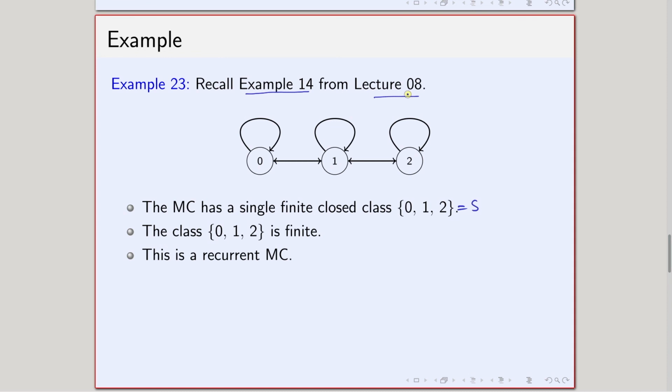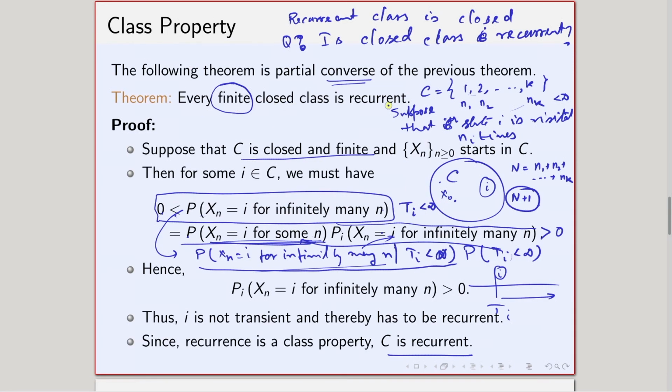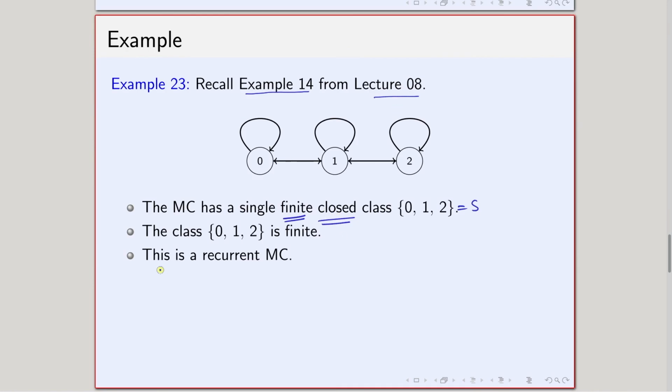Now notice that this is a closed class, of course, because this is S, there is no point of going outside S, all the states are inside S. Moreover, this is a finite class because I have only 3 members in the class. So this is a finite class, this is a closed class, and now using the previous theorem that every finite closed class is recurrent, I can tell that this class is a recurrent class, and that says that this Markov chain is a recurrent Markov chain.